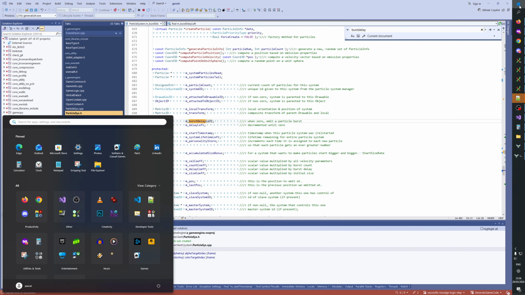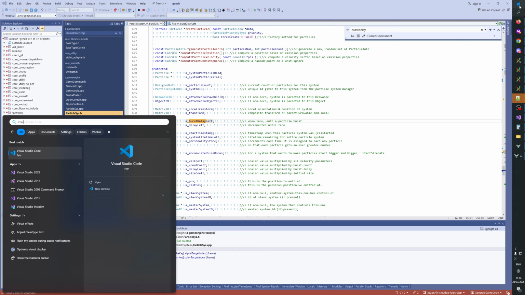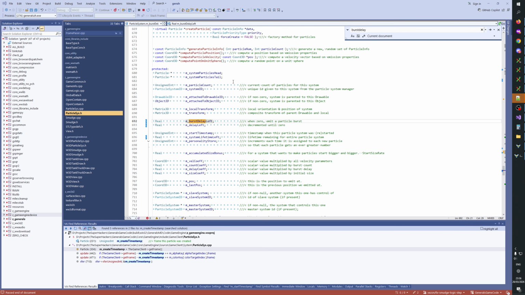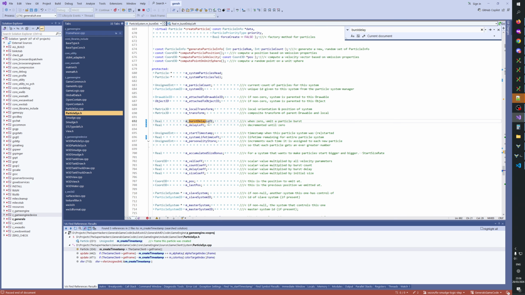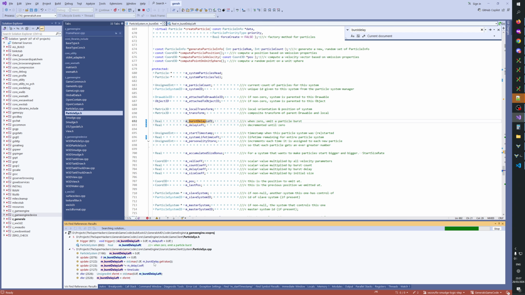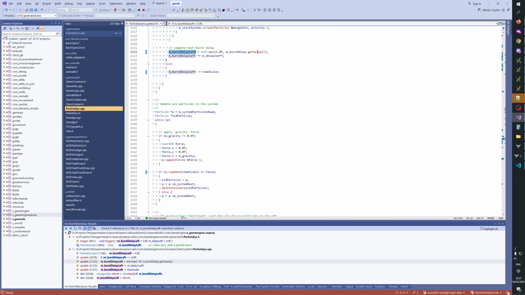There's one thing that could explain it. If we have half, wait, hold on. But it was integer before. It was integer before. Who is assigning this? What are we assigning here? Burst delay, get value. So this one is a float.